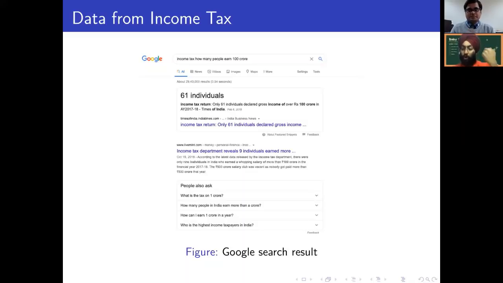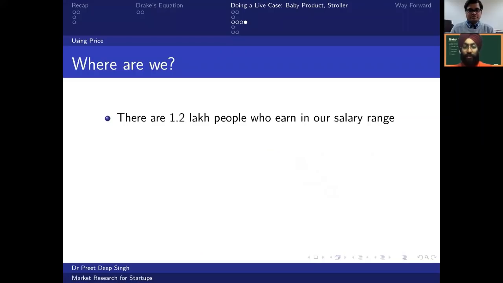It is better to think also, or at least jot things down: I will look at A, B, C, D, E. It might help to get this data plus the other data. It is always better to triangulate, just like our cell phone positions. So I Googled this and there are multiple results, and I can see that income tax return based results are available. Let's say we click on any one of those, and actually that slide hasn't come, but okay, I'll just give you the number: there are 1.2 lakh people who earn in our salary range.